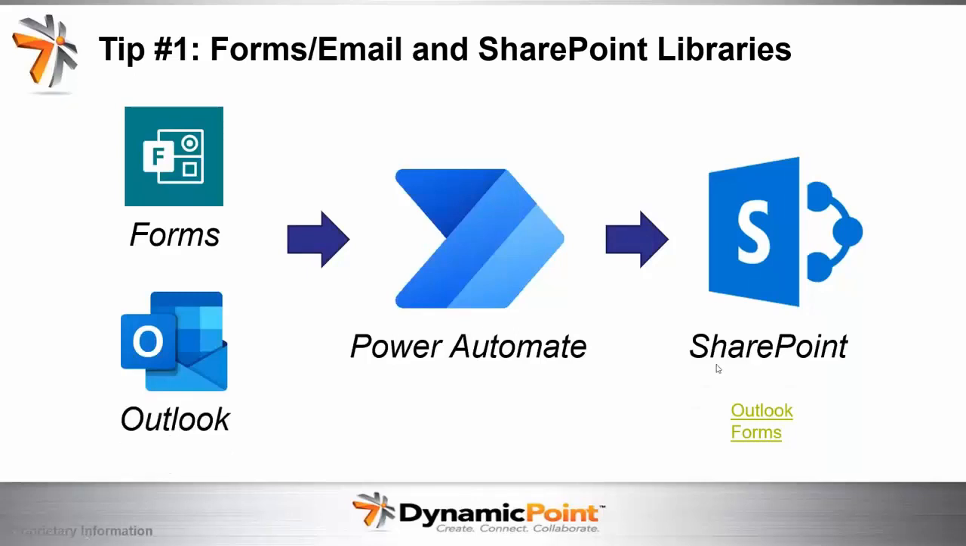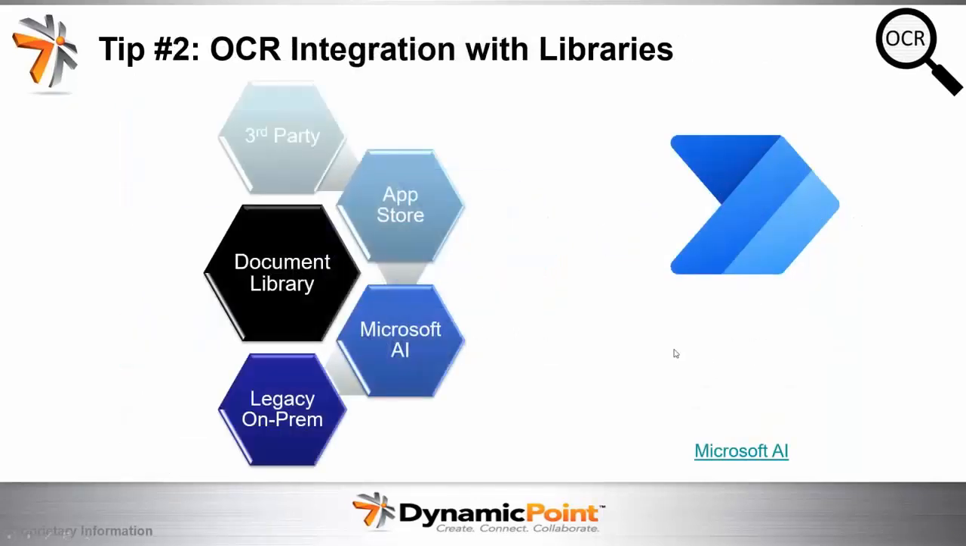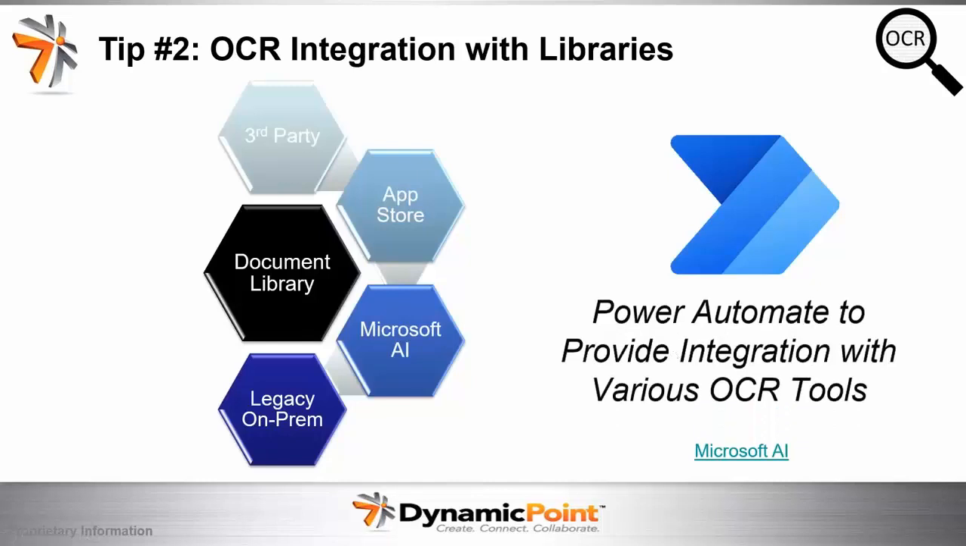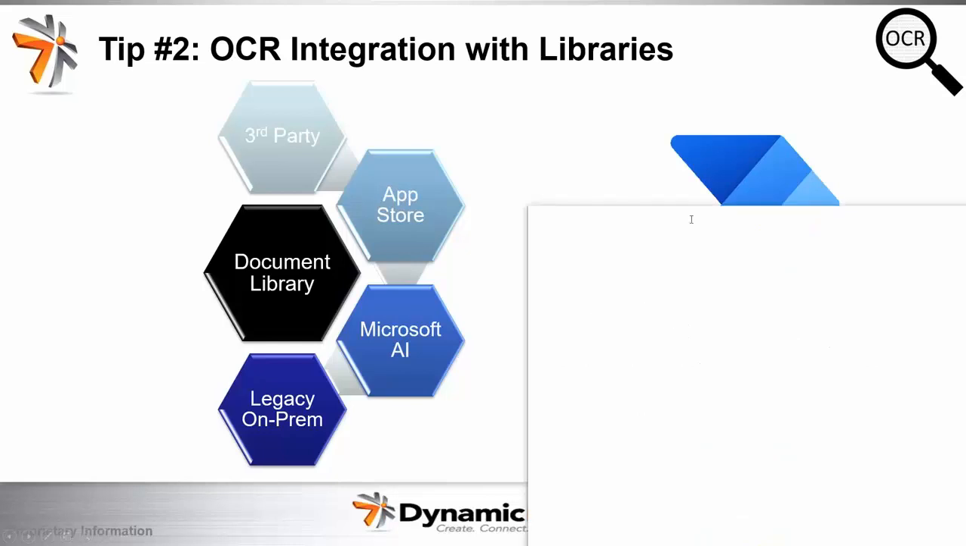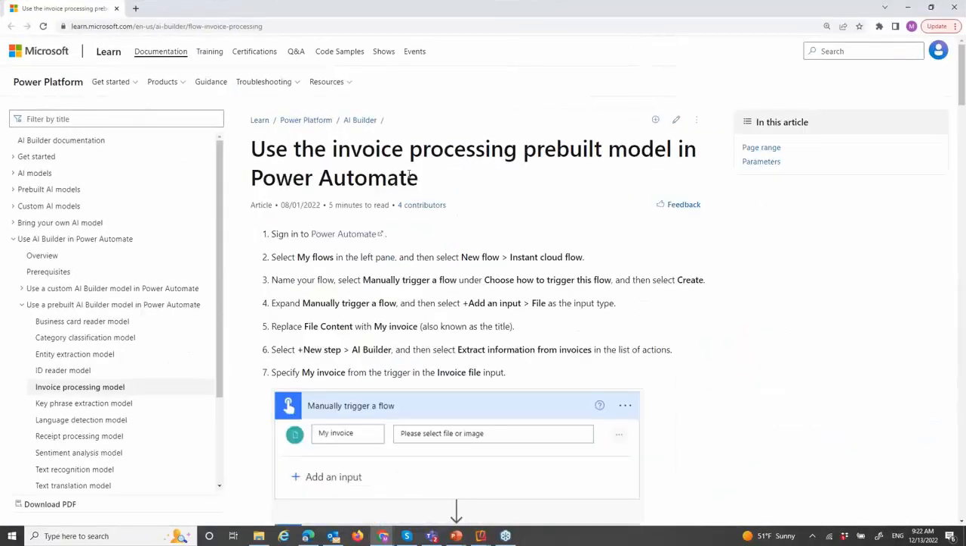We already talked about that slide, so let's go to the next one. OCR integration with libraries. What happened here is when that file was received to that library, I called an OCR process and it populated all of those columns that I've configured with data from the invoice. There are a lot of different ways to do that. Power Automate is providing the backbone to it, but you could use different OCR tools, including Microsoft AI.